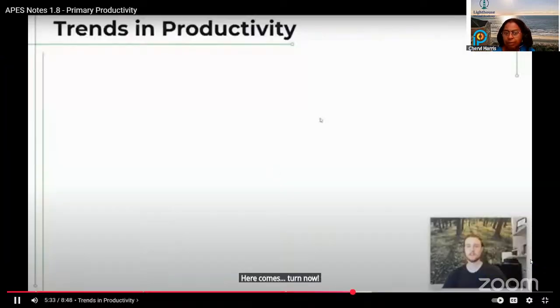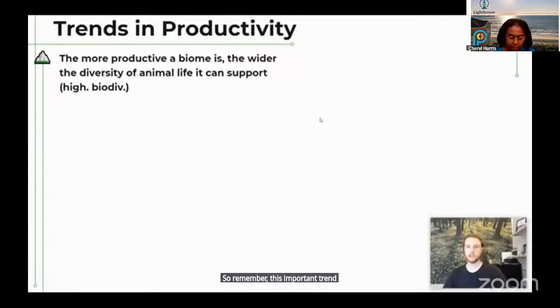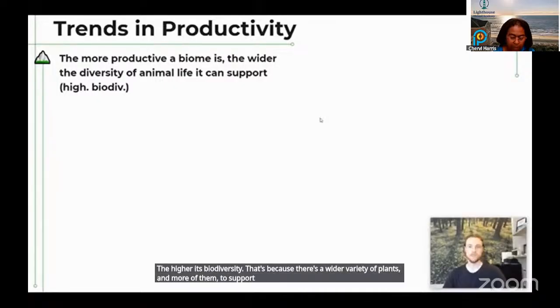And finally, we'll wrap up here by looking at some trends in productivity. So remember this important trend that the more productive an ecosystem is, the higher its biodiversity. That's because there's a wider variety of plants and more of them to support a wider variety of animals.